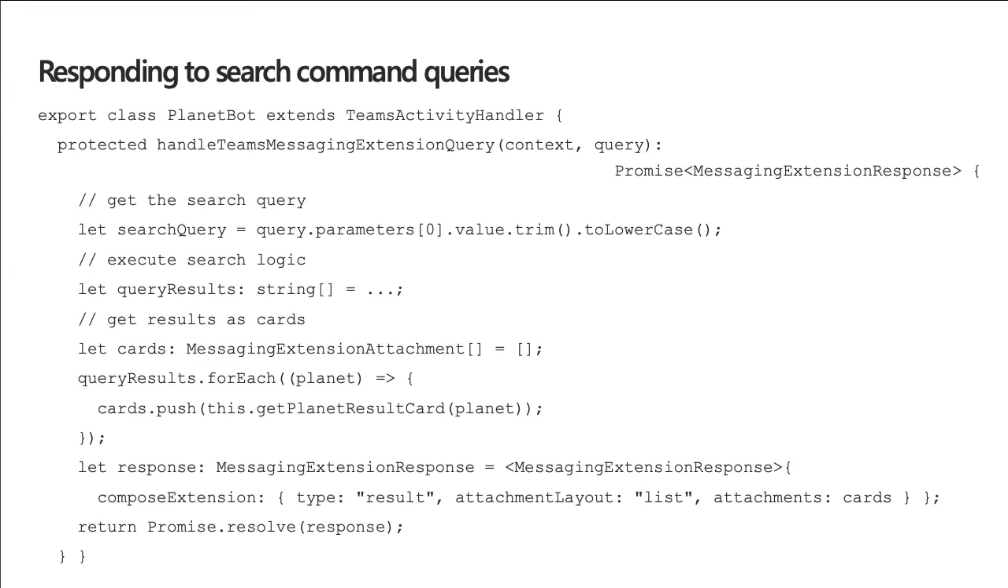Now, the attachments property is used when the type is set to result, and it contains an array of supported cards. If the type property is set to message, an additional property text can be used to set the plain text message that's displayed. And when the type property is set to auth or config, use the suggested actions property to suggest additional actions that you may want to perform.